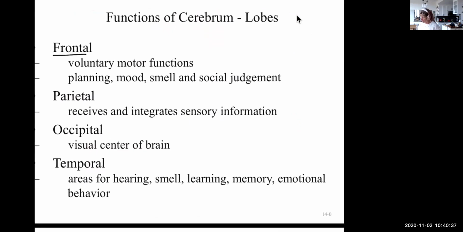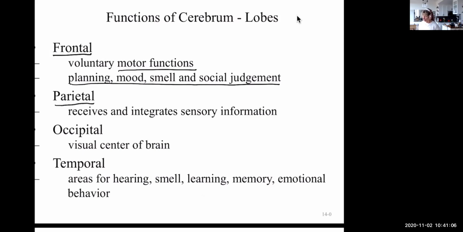In general, the frontal lobes are responsible for motor functions, and we'll look at how the cerebral cortex, particularly the motor cortex, is devoted to different parts of the body that have the most muscles. So you might be surprised to see which parts of the body have the most muscles. Also, the frontal cortex is involved with planning, mood, smell, and social judgment.